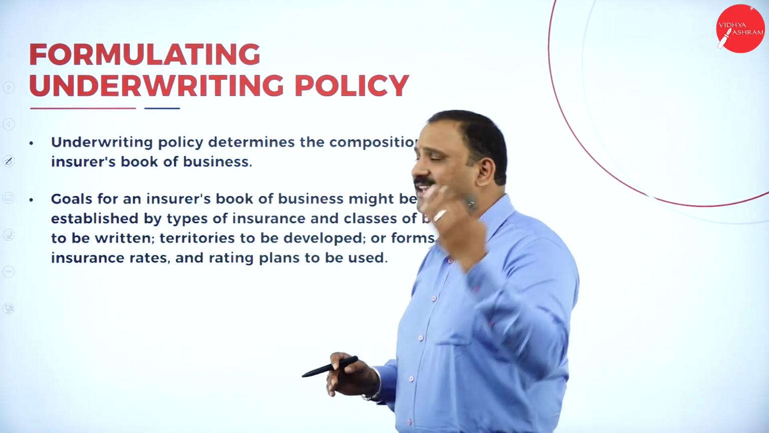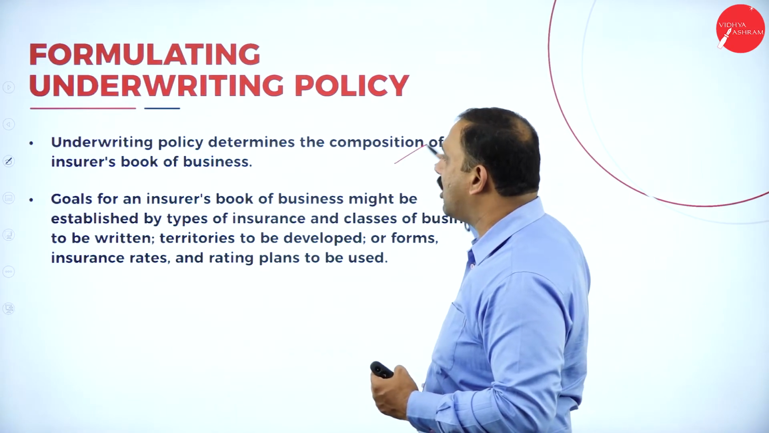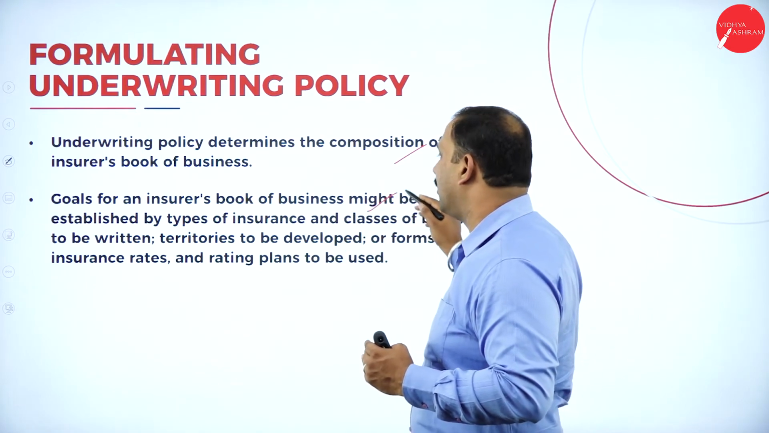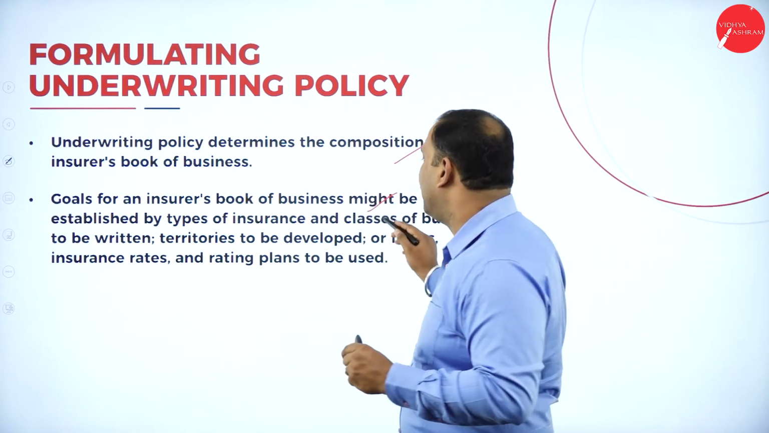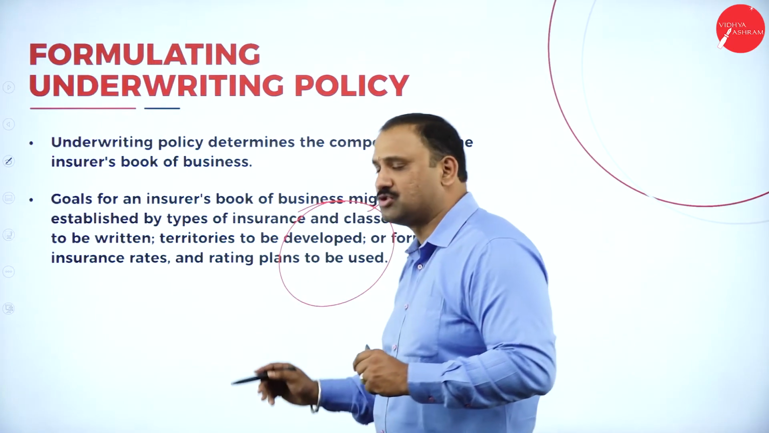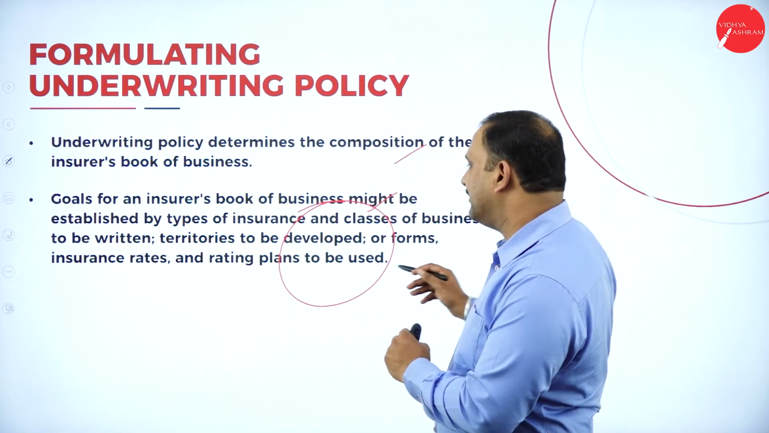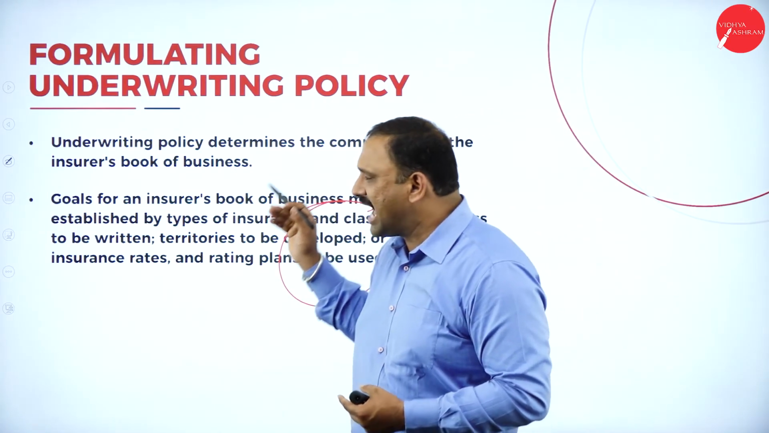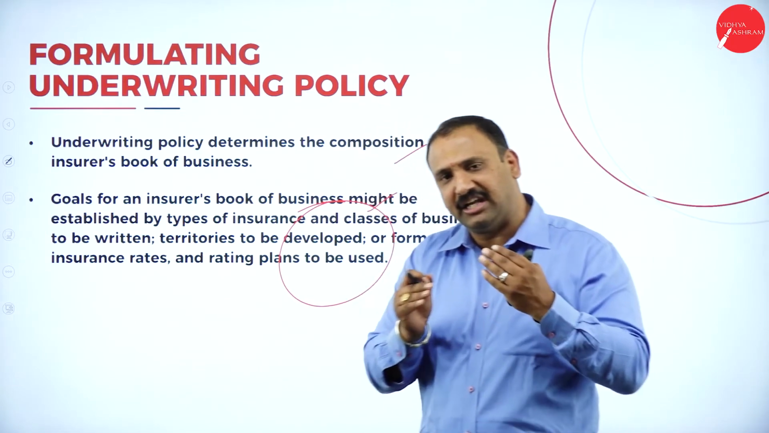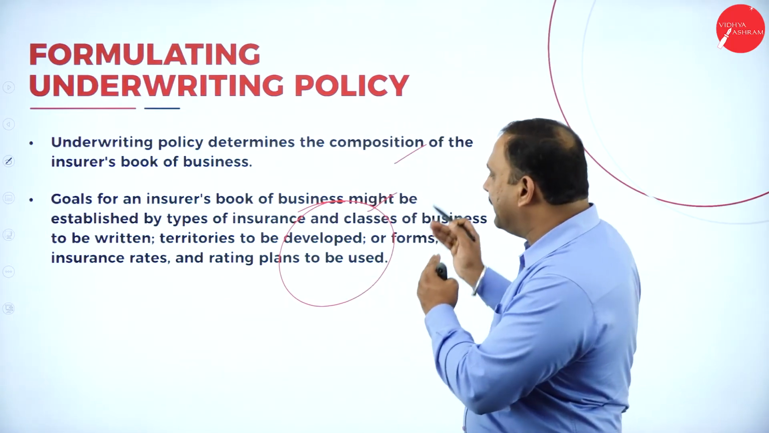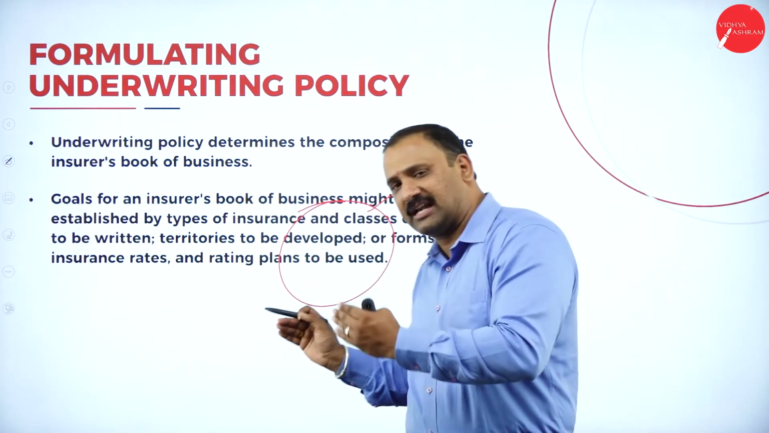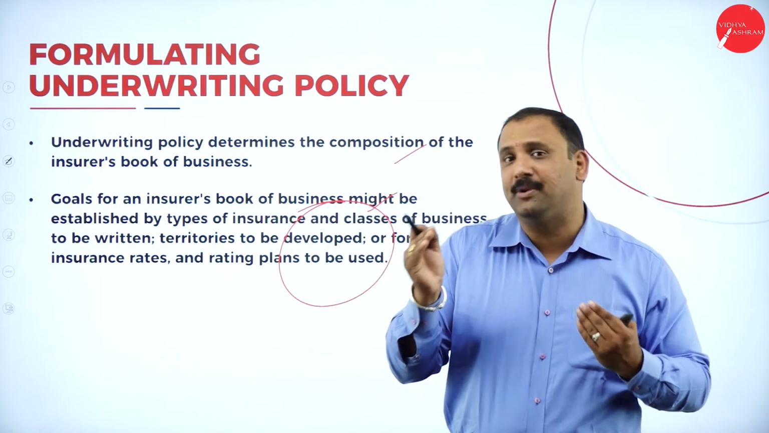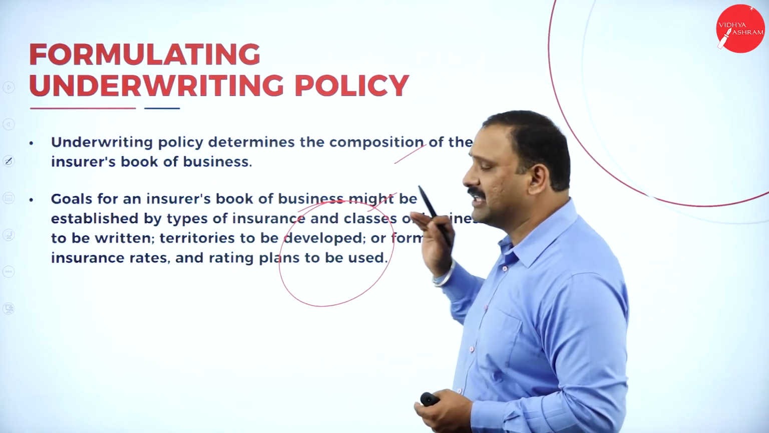Followed by, the underwriting policy determines the composition of the insurer's book of business. The goal of the insurer's book of business might be established by the types of insurance, classes of business to be written, territories to be developed, forms of insurance rate and other factors. So please keep in mind that they will have a composite book of business where each and every data will be clearly mentioned: what classes, what territories, which comes under which category, how much to be given, how much to be avoided. All those factors will be mentioned here.